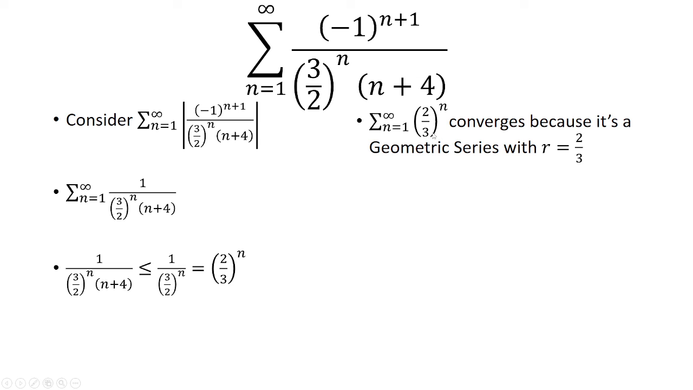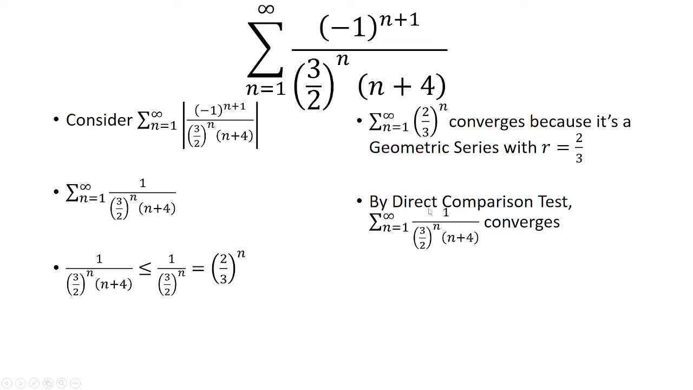Now we know that the sum from n equals 1 to infinity of 2/3 to the n power converges because it's a geometric series with the ratio as 2/3. So you want the absolute value of r to be less than 1 in order for the series to converge. And so by the direct comparison test, so does this sum. So this series also converges.